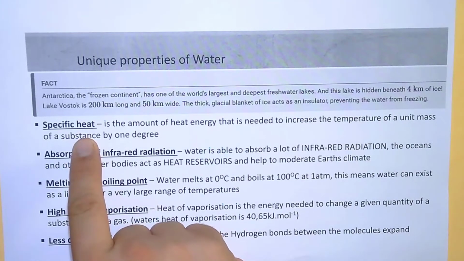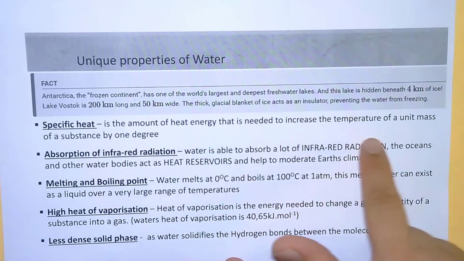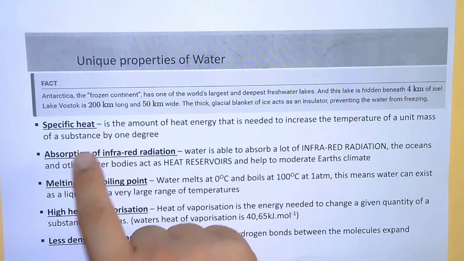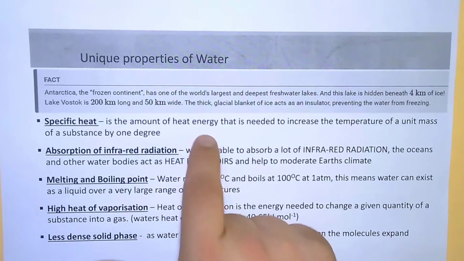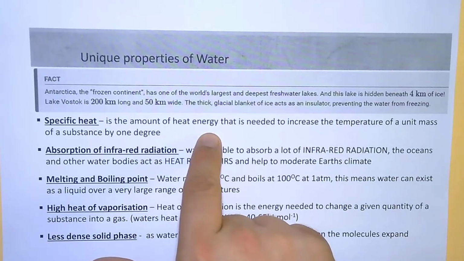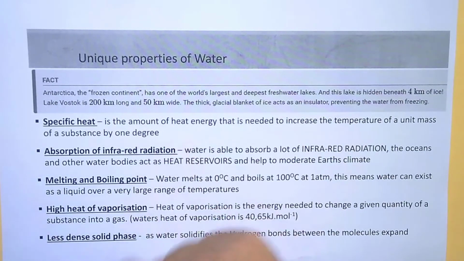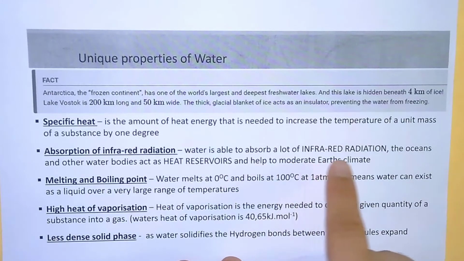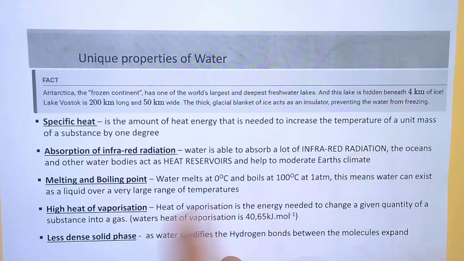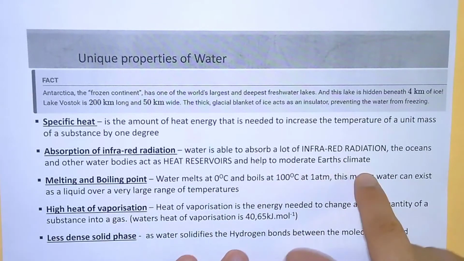So the first one, specific heat. Specific heat is the amount of energy that is needed to increase the temperature of a unit mass of a substance by 1 degree. Water has a high specific heat. That means it has to absorb a lot of energy before its temperature will be a degree warmer. Then absorption of infrared radiation. Water is able to absorb a lot of infrared radiation, and the ocean and other water bodies are heat reservoirs that help moderate the Earth's climate.